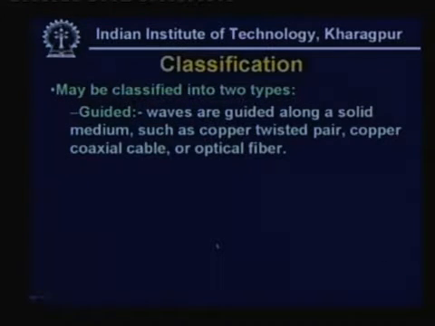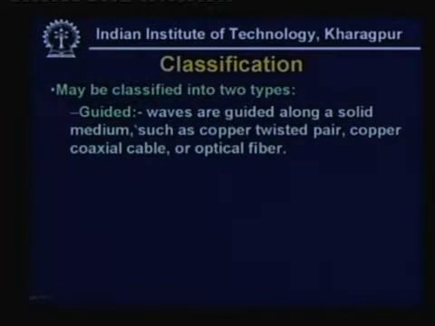First, let us look at the classification. The transmission media can be broadly classified into two types. In the first case, we call it guided transmission media, where waves are guided along a solid medium, such as copper twisted pair, copper coaxial cable or optical fiber. So we have got three examples for the guided media. One is copper twisted pair, second one is copper coaxial cable, third one is optical fiber.